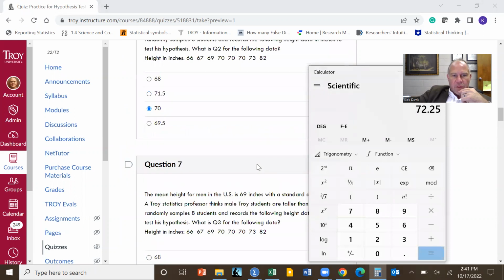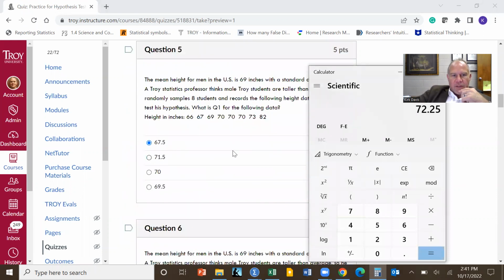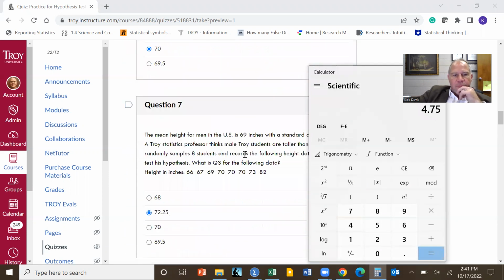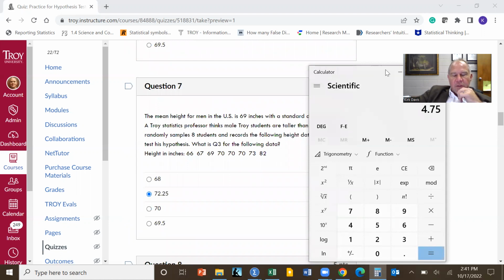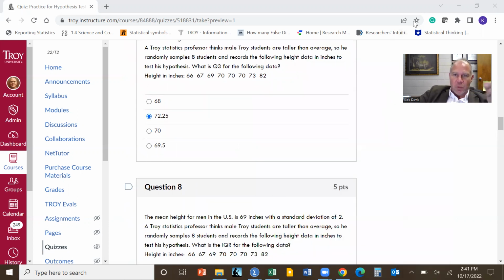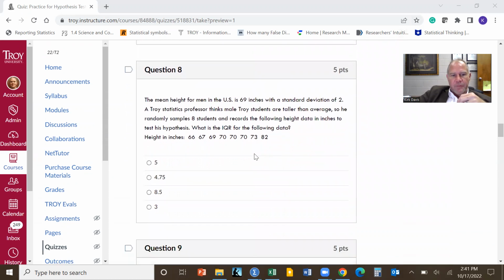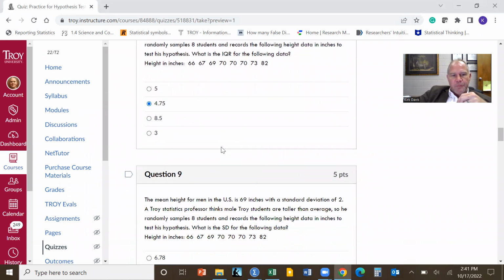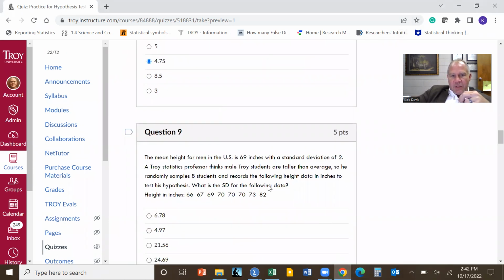It's sad that I got to use a calculator for this. Minus 67.5 gives me 4.75. So Excel or StatCrunch, excuse me, SPSS does not directly give you the interquartile range. But all you have to do is subtract Q1 from Q3 and you've got it. So 4.75.